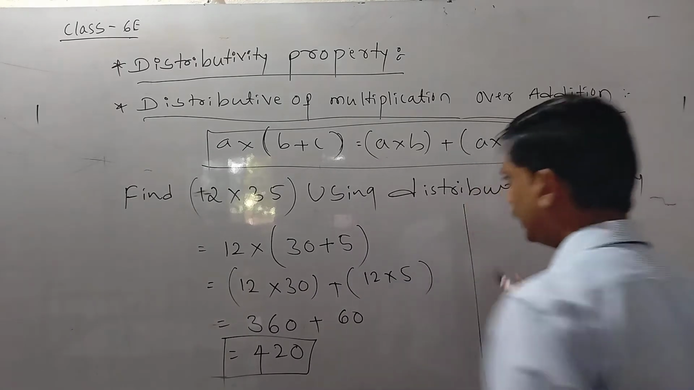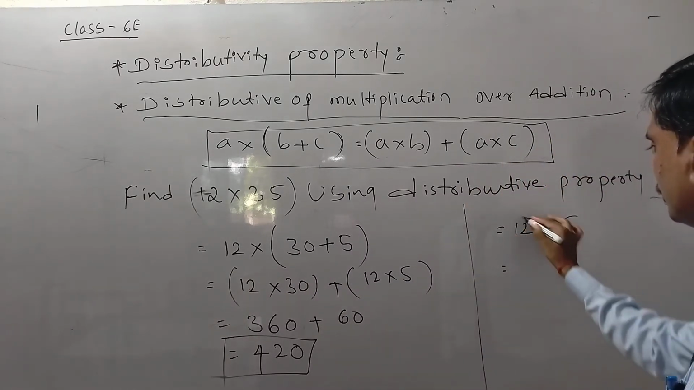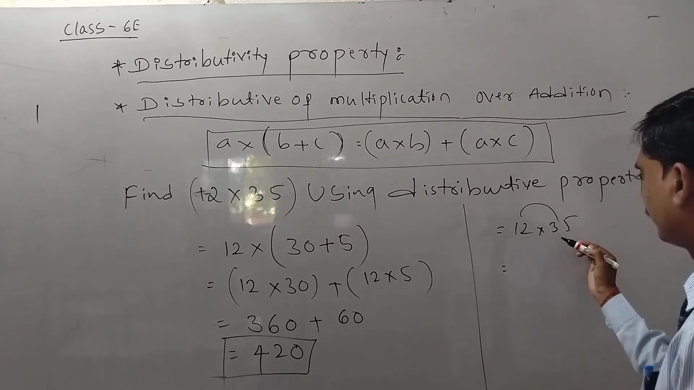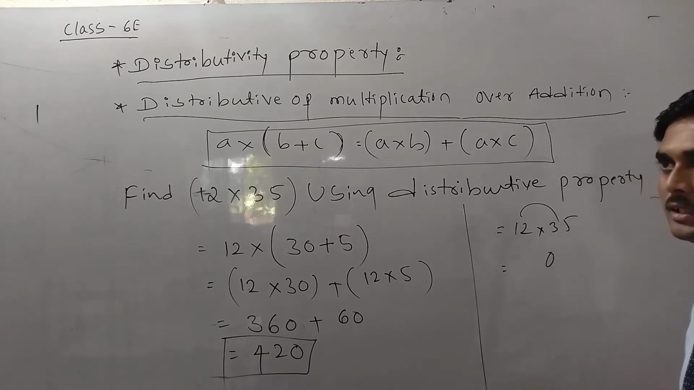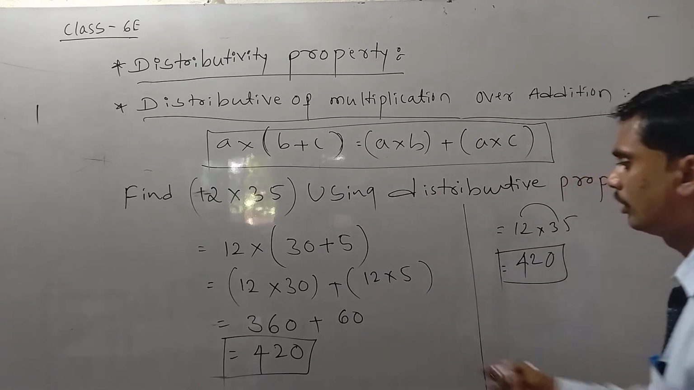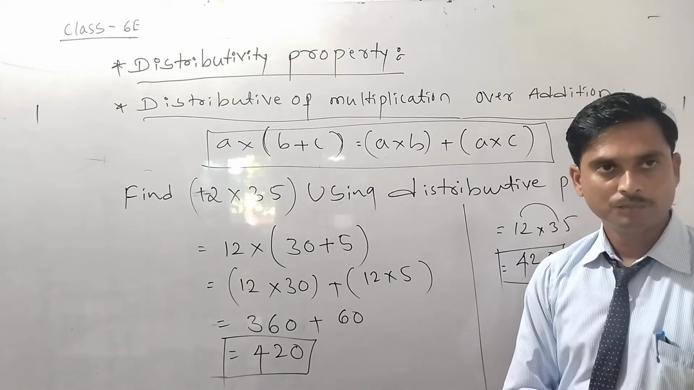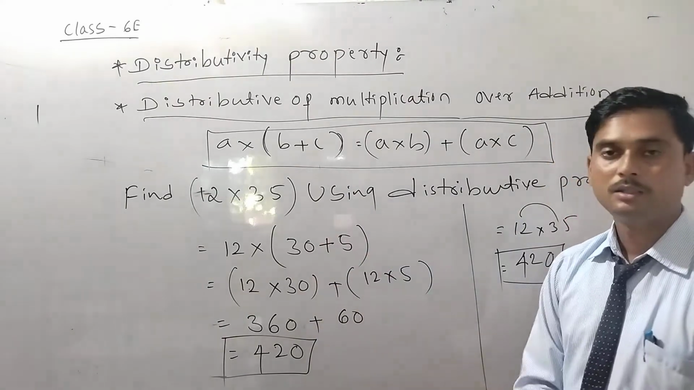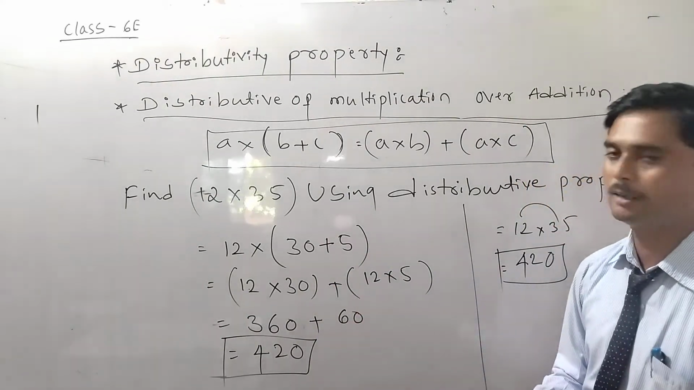But another type is there. 12 into 35, what is the answer? 12 5s are 60, 12 3s are 36, 36 plus 6 is 42. This is called the distributive property. This time you have to divide the numbers and make a group, approximately divide that group, and solve this type of example.